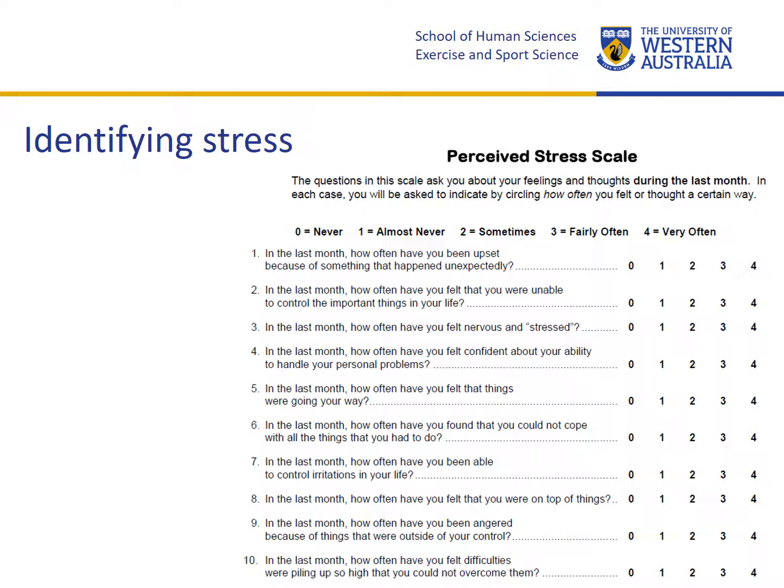In the last month, how often have you been able to control irritations in your life? In the last month, how often have you felt that you were on top of things? In the last month, how often have you been angered because of things that were outside your control? And finally, in the last month, how often have you felt difficulties were piling up so high that you could not overcome them?